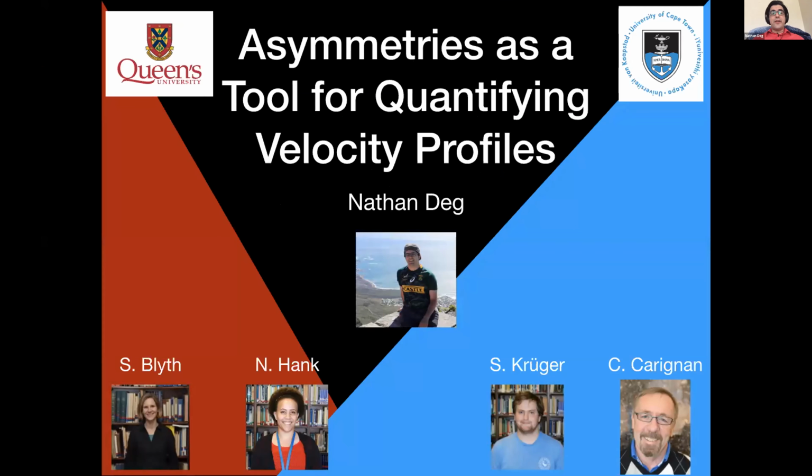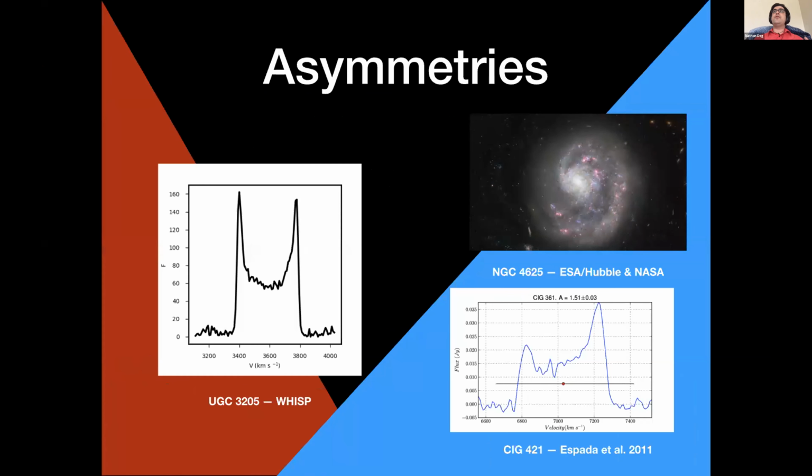I'm very excited to talk to you today about quantifying velocity profiles using asymmetries, which is work I've done with Sarah Blythe, Nadine Hanks, Simon Kruger, and Claude Carignan. It's really lucky that we were talking about velocity profiles just now, because we usually picture these beautiful double-horned profiles, but the reality is they often look more like CIG 421, where they're disturbed and not symmetric.